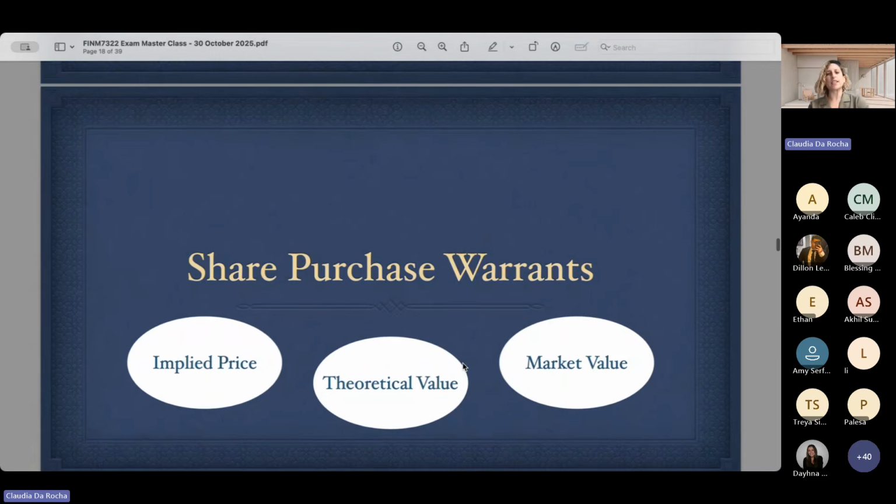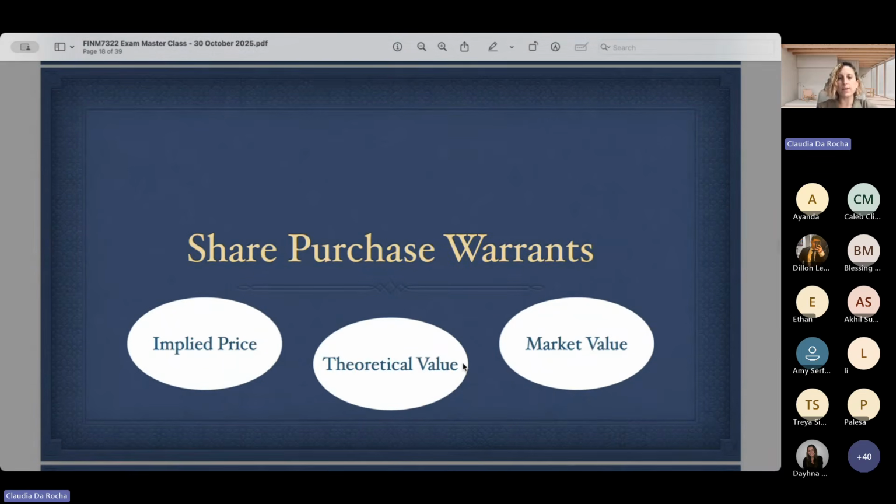Right, still in learning unit 6, we have share purchase warrants. Share purchase warrants are basically an instrument that has an underlying asset, normally a share, and there's collateral attached to it. So there's an underlying asset.